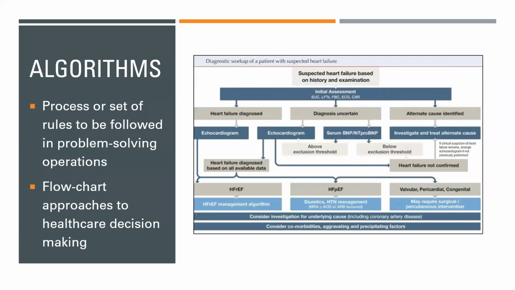Algorithms. As nurses, we use algorithms all the time, especially when we're talking about resuscitation measures. Think about BLS and think about ACLS. Algorithms are a process or set of rules to be followed to help in problem-solving operations. It's a flowchart approach to healthcare decision-making. The example on the slide is an algorithm to determine how best to treat a heart failure patient. You can use this algorithm to help the student better understand interventions and medications and treatments for heart failure.